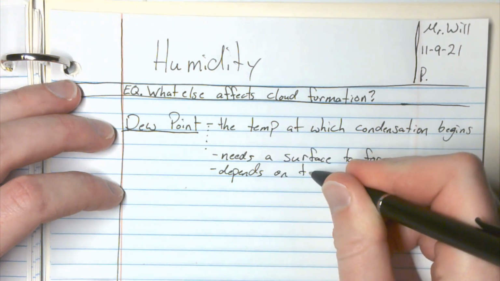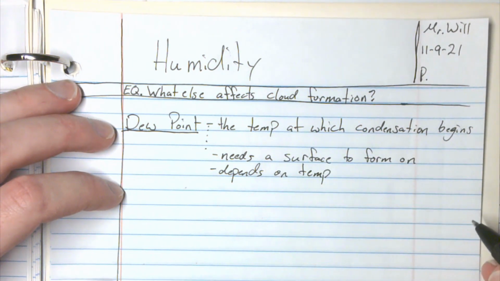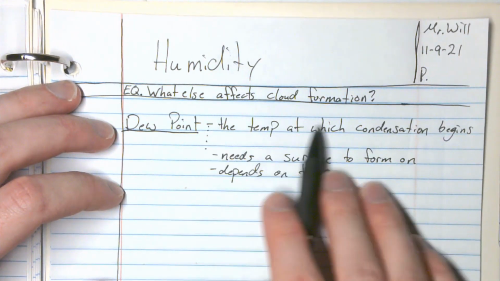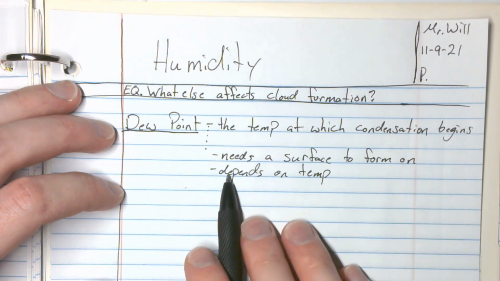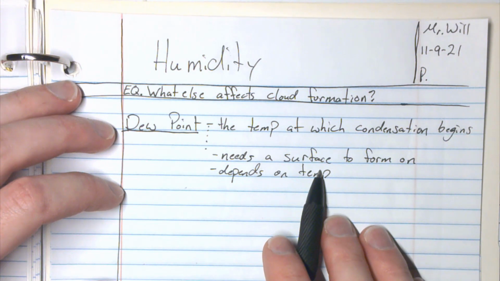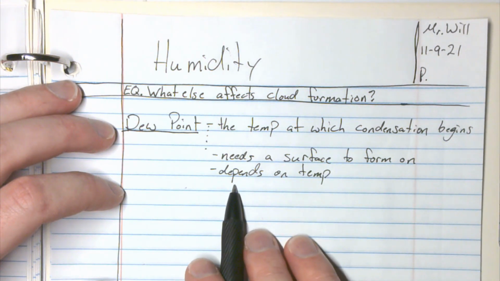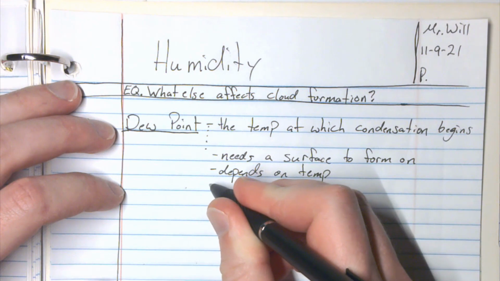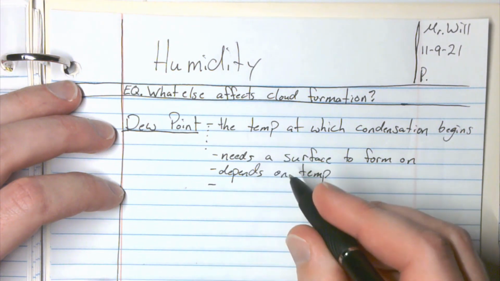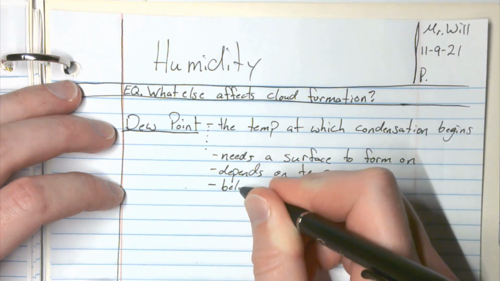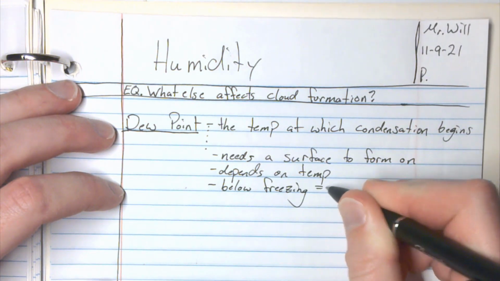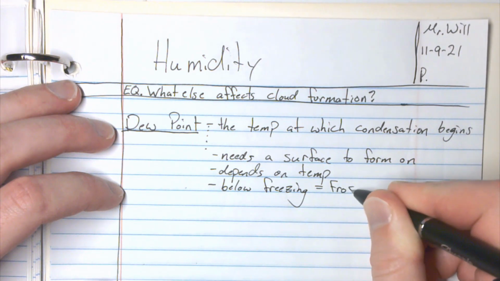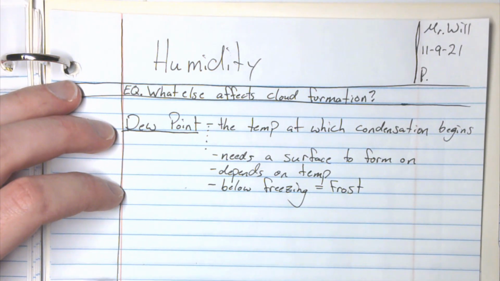Obviously, it's in the name. So yeah, that's dew point. So that's the temperature that condensation begins. It needs a surface to form on. It depends on temperature. And if it's below freezing, it's going to form frost instead of dew. So if it's below freezing, it's going to equal frost. So that's the dew point.